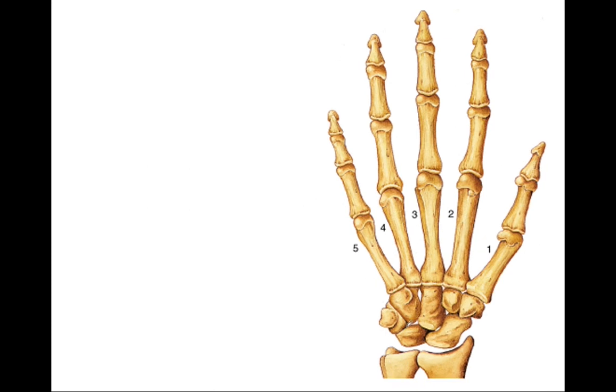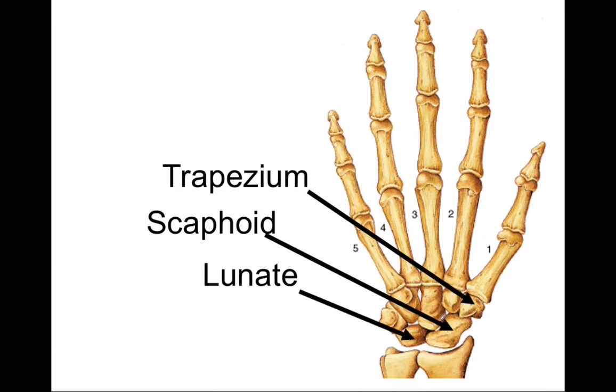Specifically, there are 8 carpal bones, but I am only going to make you learn 3 of these. And the 3 that I want you to understand are the trapezium, the scaphoid, and the lunate. The trapezium bone is specifically the bone that articulates with the thumb, so we can see that one here. One way that we can remember this is the trapezium is going to be connected to the thumb.